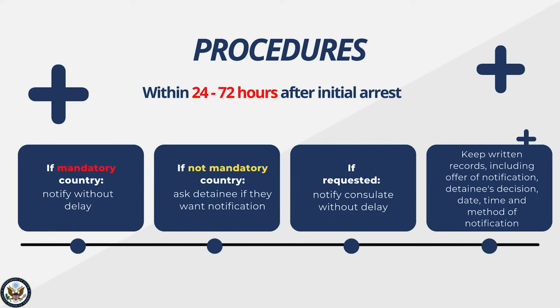Now, for the notification procedure. Notification must be offered and/or made within 24 to 72 hours after the initial arrest. Even if the national is only detained for a few hours, go ahead and make or offer notification. It's better to be safe than sorry. And if the foreign national has been arrested for an offense where it's obvious he or she isn't going to be released anytime soon, go ahead and make or offer notification as soon as you can.